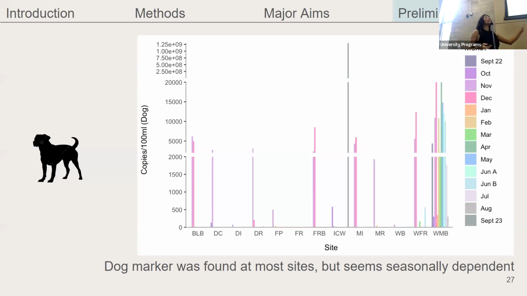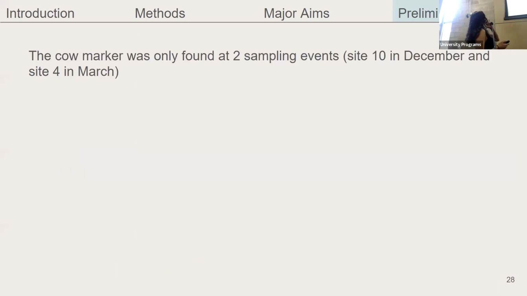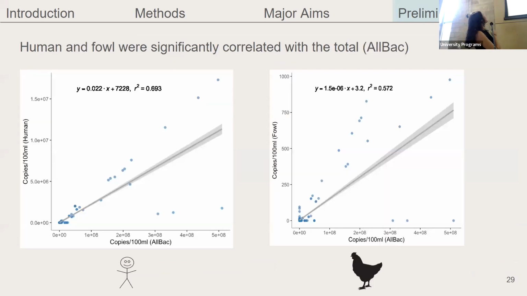So I haven't yet dug into any of the stats. That is next, but I'm very excited to see what this means. And then our cows, I did not make a chart because it was only positive at 2 of the points. So it was positive at site 10 in December and site 4 in March. So yay cows for not pooping everywhere.